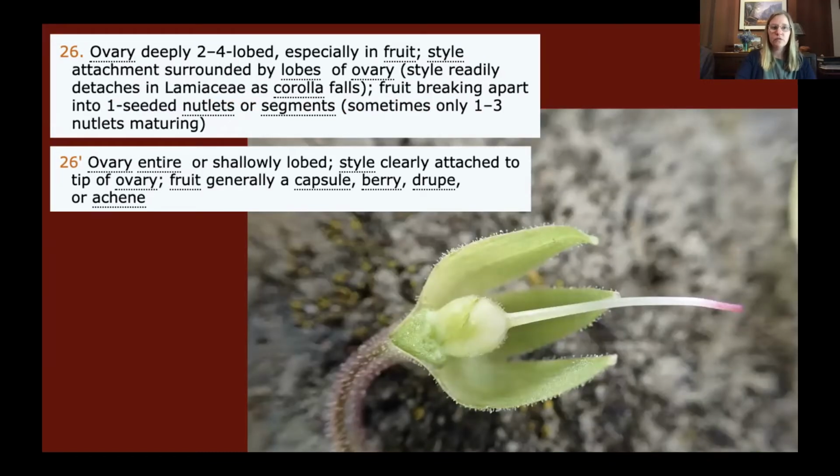Ovary deeply 2 to 4 lobed, especially in fruit. Style attachment surrounded by lobes of ovary. Style readily detaches in Lamiaceae as corolla falls. Fruit breaking apart into 1-seeded nutlets or segments, sometimes only 1 to 3 nutlets maturing. Or ovary entire or shallowly lobed, style clearly attached to tip of ovary, fruit generally a capsule, berry, drupe, or achene. So this is a really nice example. You can see an entire ovary, and the style is really attached at the very top, and there doesn't appear to be any lobing.